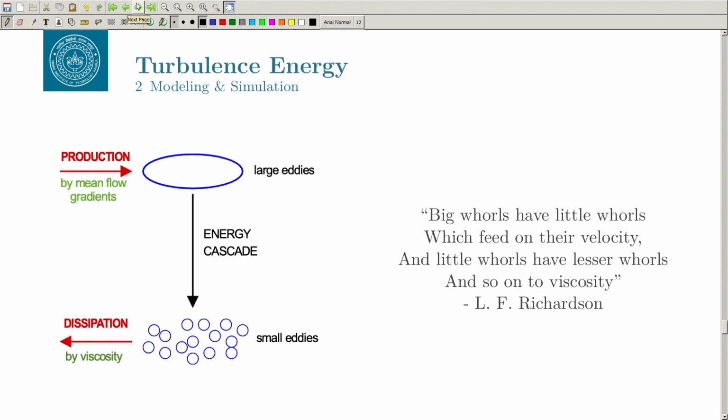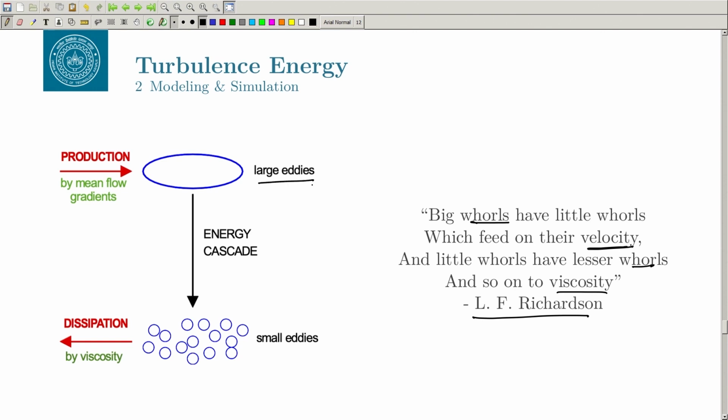So, there is a very nice little poem by Richardson, which talks about this: the big holes, you can think of them as the eddies, the big holes have little holes which feed on their velocity, because we get the energy from the mean flow, and the little holes have lesser holes, and so on to the viscosity. Okay. So, it goes on till the viscosity starts acting and it gets dissipated, and this is the energy cascade again represented in a different way.